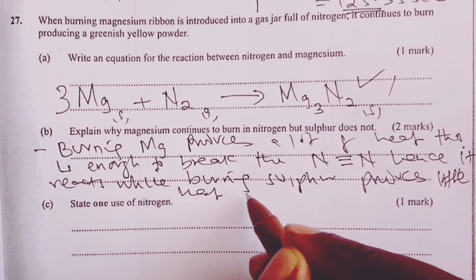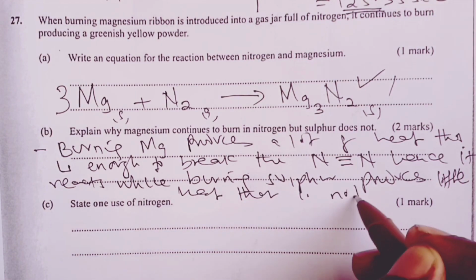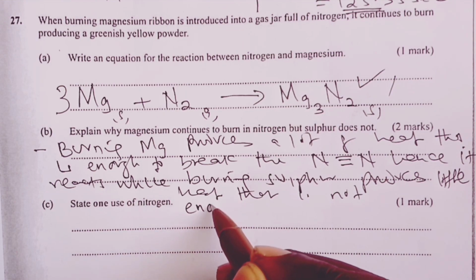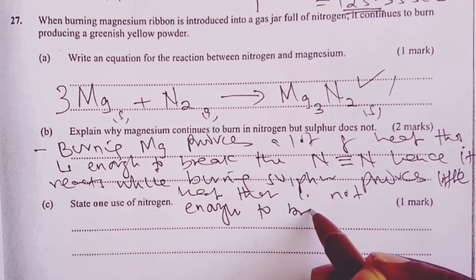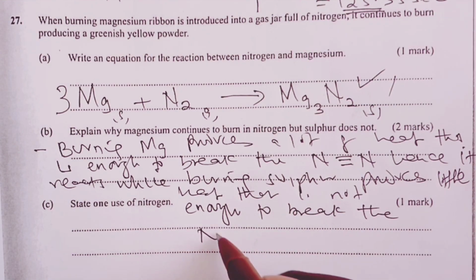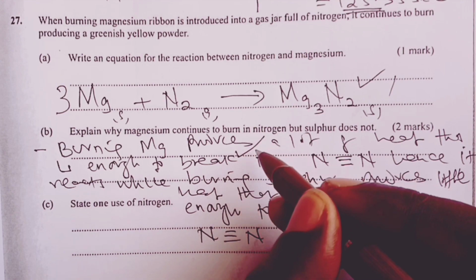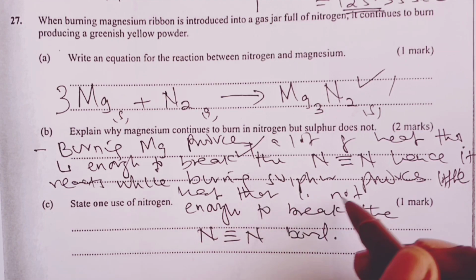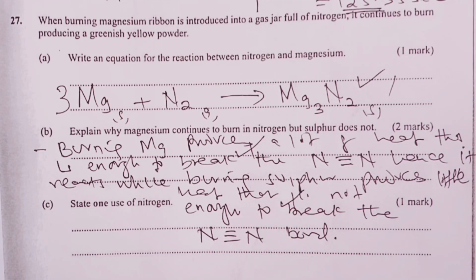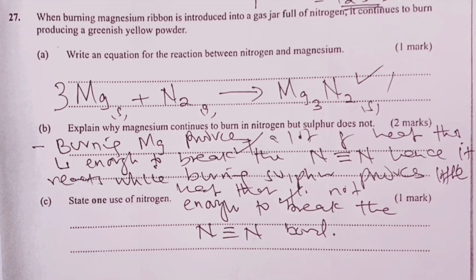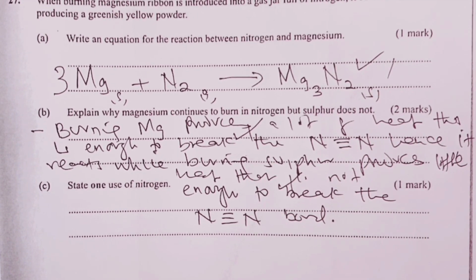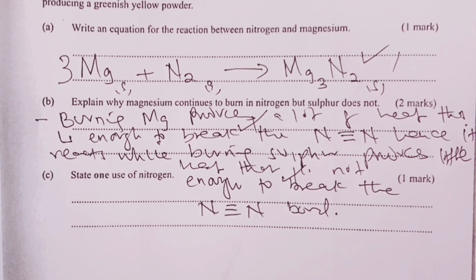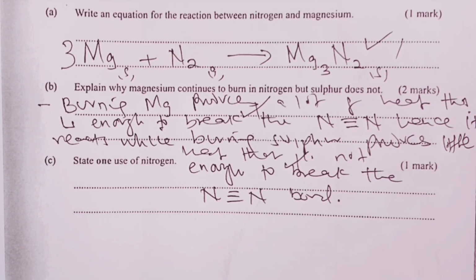heat that is not enough to break the nitrogen triple bond. 1 mark, so enough to break half, little heat that is not enough to break another half. Total 1 mark. The space for that question was a little bit less, but we have managed to squeeze our answer. Lastly, for that question, we are asked to state one use of nitrogen.